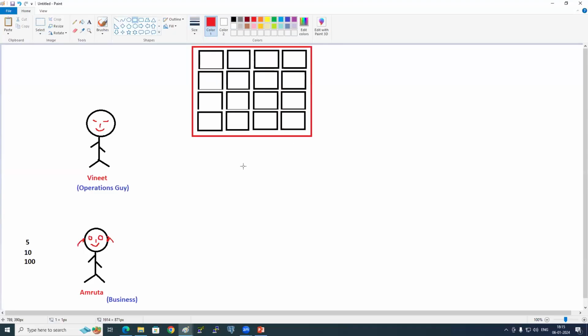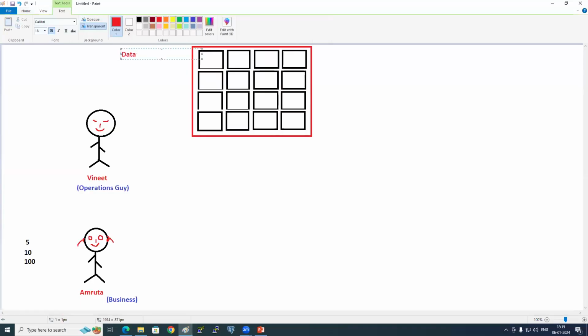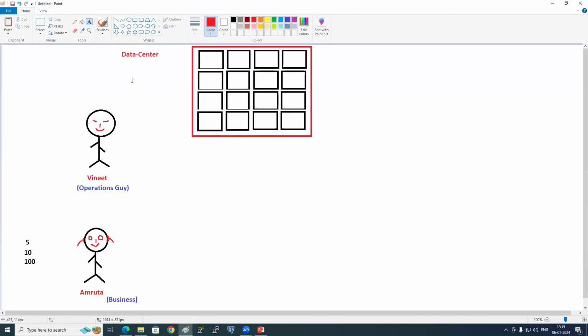Server room. Or instead of calling it a server room, we should call it a data center. Everyone understood? Now everyone understood what a data center is? So I'm taking a single word and trying to inject it into your brains. So this is how data centers generally form.